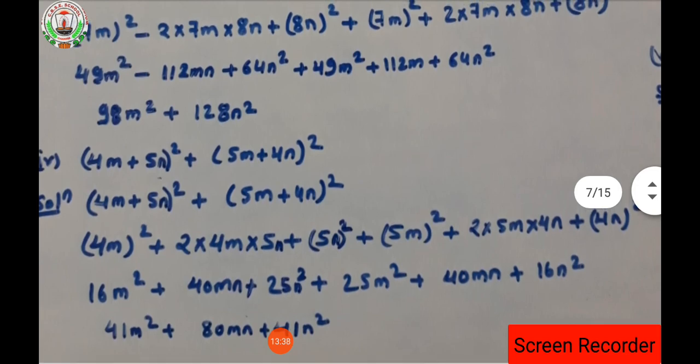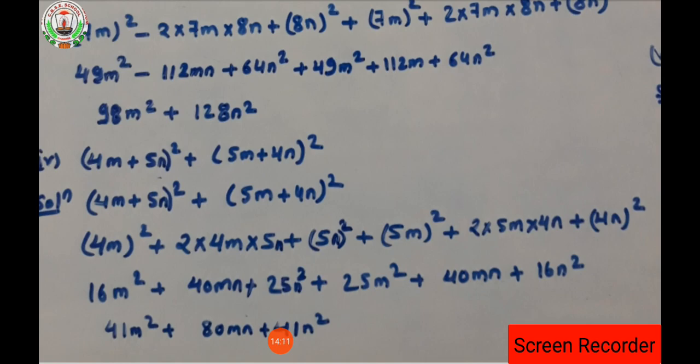Next again the fourth part is 4m plus 5n the whole square plus 5m plus 4n the whole square, isn't it? So here both the terms are in the form of positive numbers, and outside the bracket again a plus sign is there. Between the two terms plus sign is there. So which identity you are going to use? That is a plus b the whole square. Both the terms you have to use the same identity. You will get the required answer as 41m square plus 80mn plus 41n square.